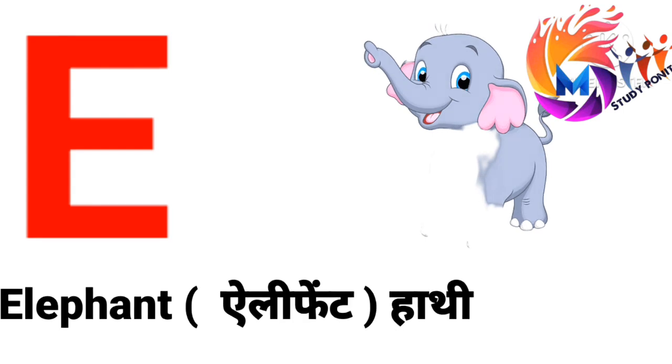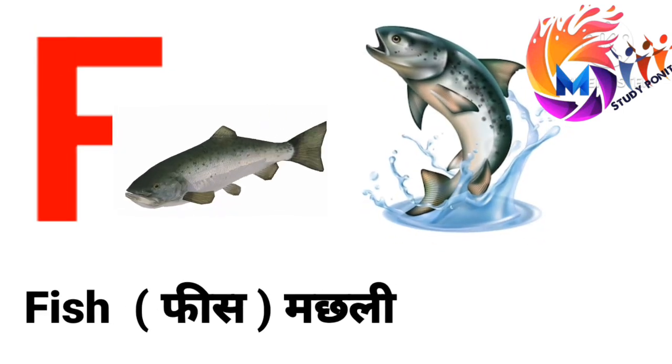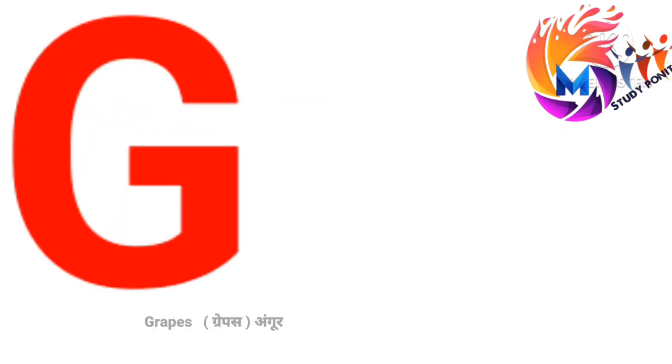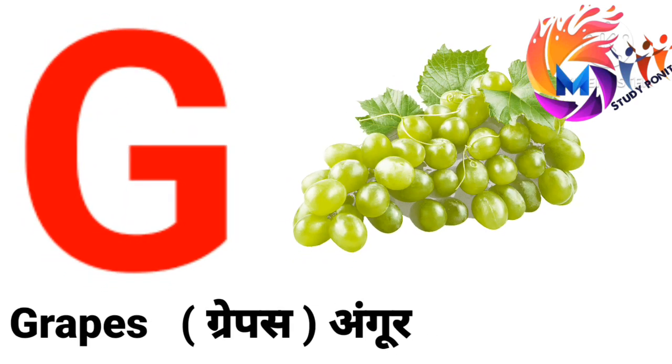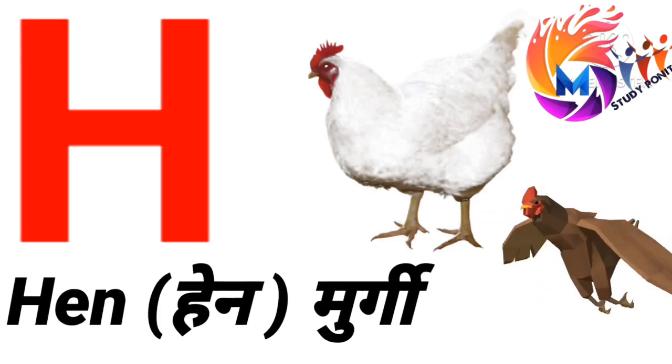E for elephant, elephant means hathi. F for fish, fish means machli. G for grapes, grapes means angur. H for hen, hen means murgi.